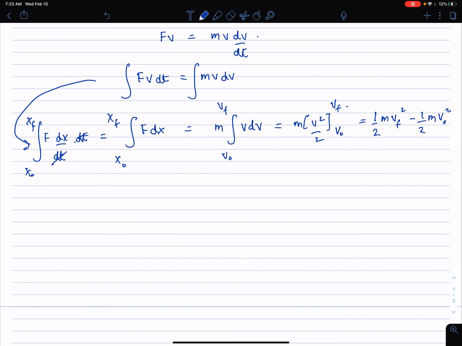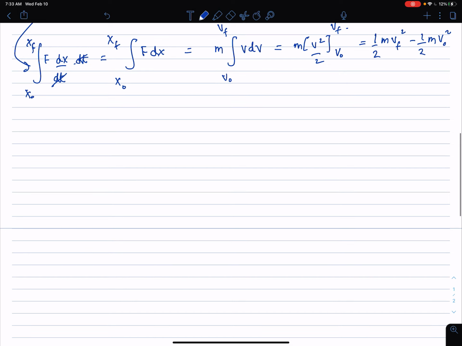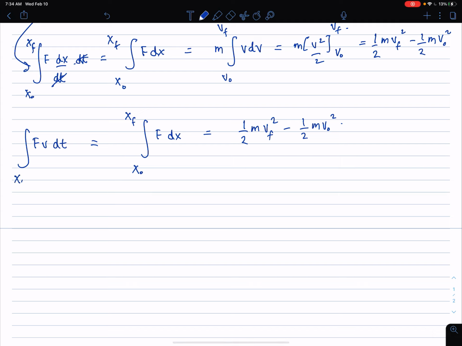So what do we have here? So let me just write the summary statement here. Integral from x naught to x f of F dx equals half m v final squared minus half m v initial squared. Okay. Of course, on this side we also have, this is equal to the integral of F v dt, okay, from initial position to final position, let's say, whatever the limits may be there.